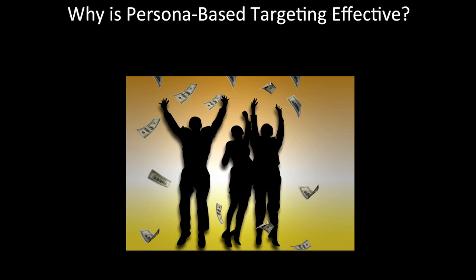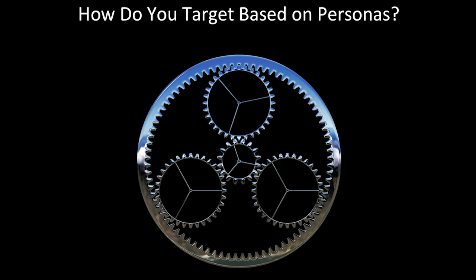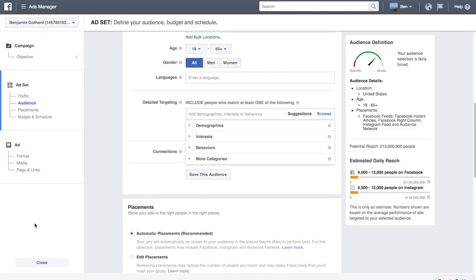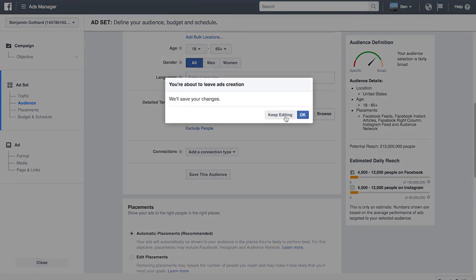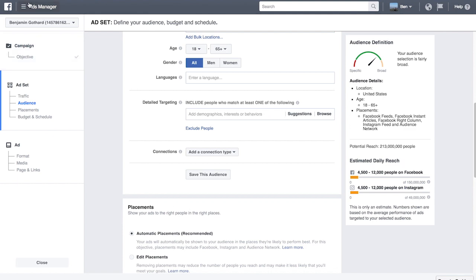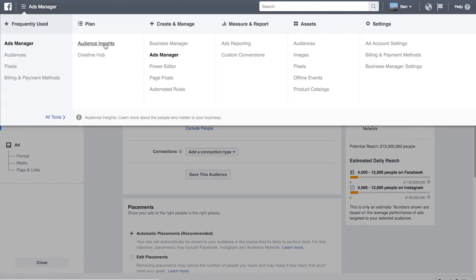Okay, so now you understand what a target market is, what persona-based targeting is, and why it is so effective. Now, the only thing left to do is to figure out how you target based on personas. And so I want to give you a step-by-step process to figure out who you need to target. So let's head on over to Facebook, and we're going to close out this ad creation. Actually, we don't have to close it out. We can go up to Ads Manager, and we can go over to Audience Insights.